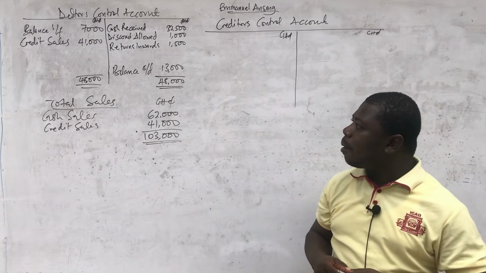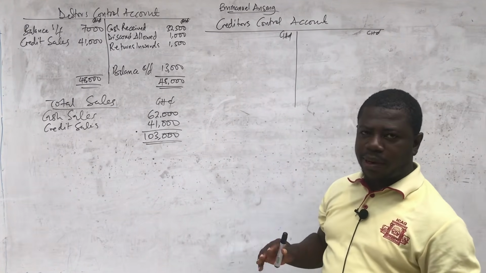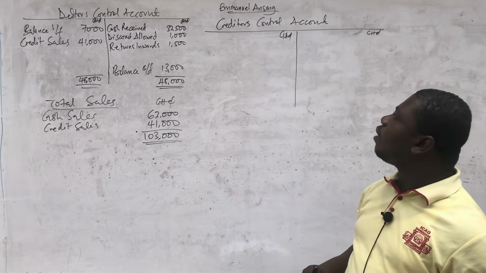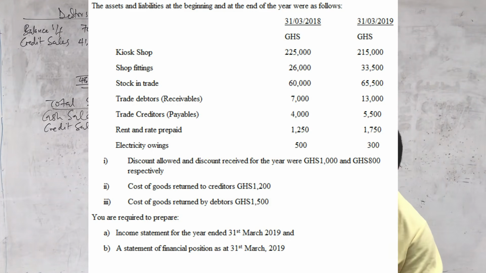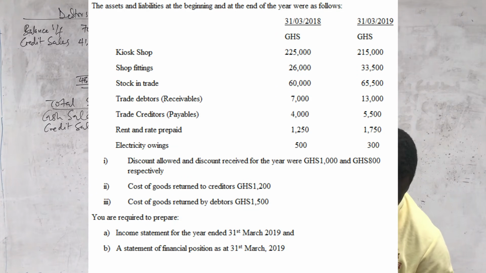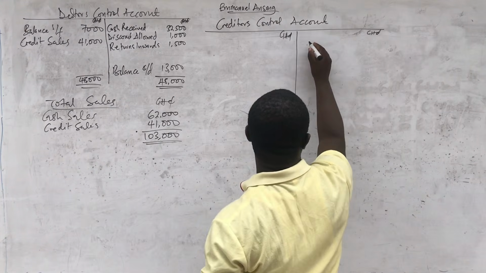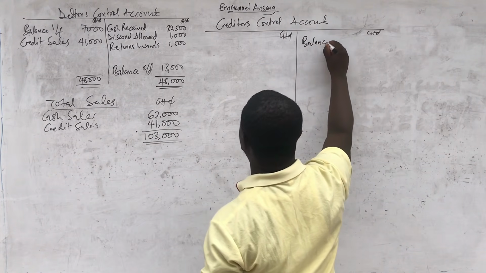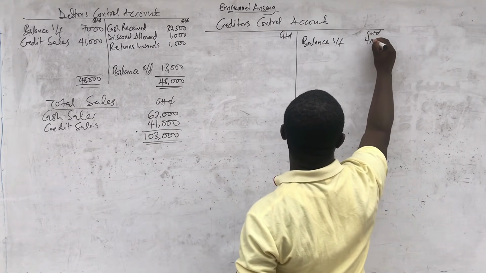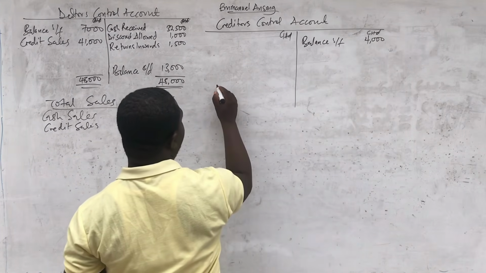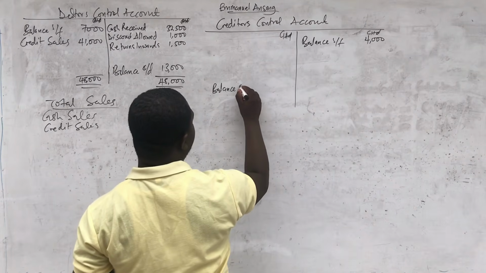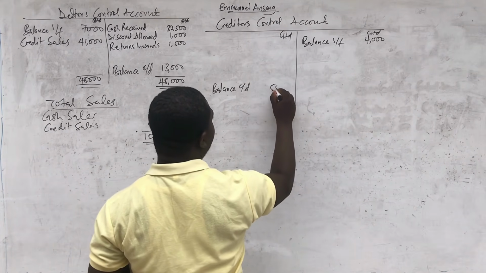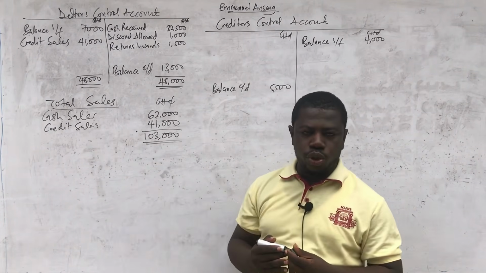Okay, so the same approach. We are going to look for the opening and closing balances. But remember that the creditors account has a credit balance. So in the list of balances, we have the opening balance for trade creditors to be 4,000 and the closing balance to be 5,500. And so we will write our balance brought forward of 4,000 on the credit side. Then we come to the debit side and we leave some spaces for entries. Balance carried down 5,500. That is what we are going to do now.